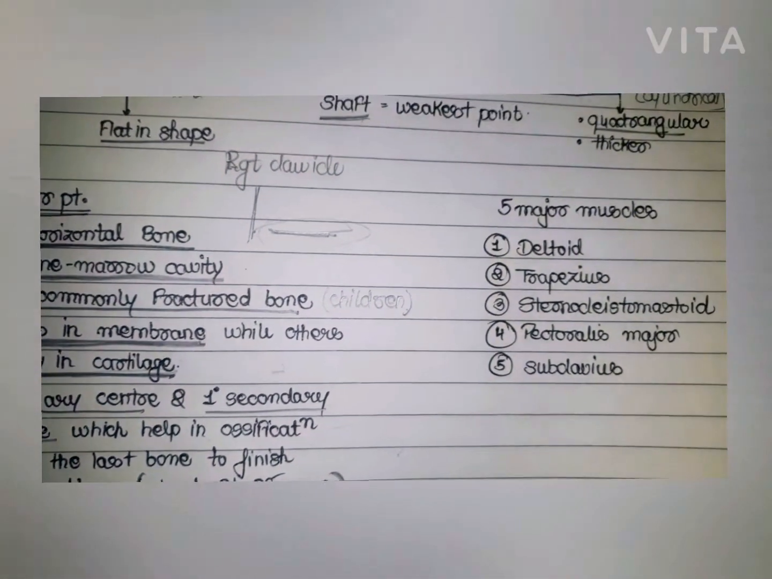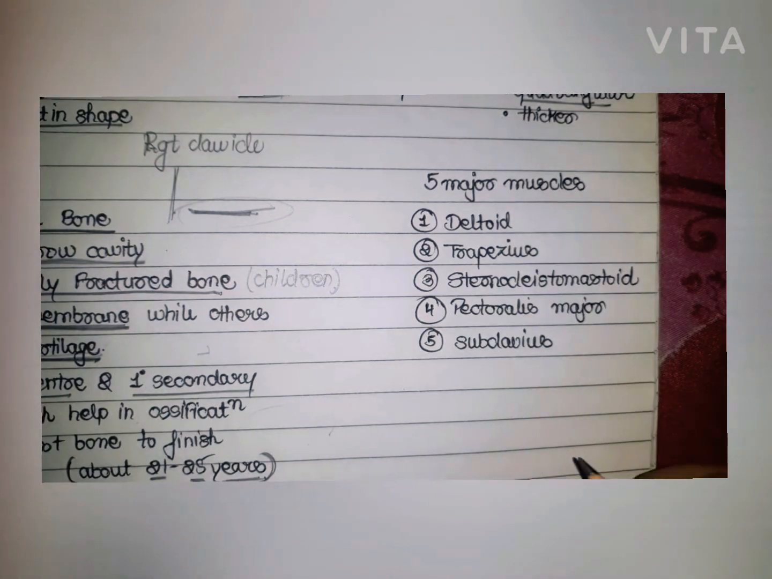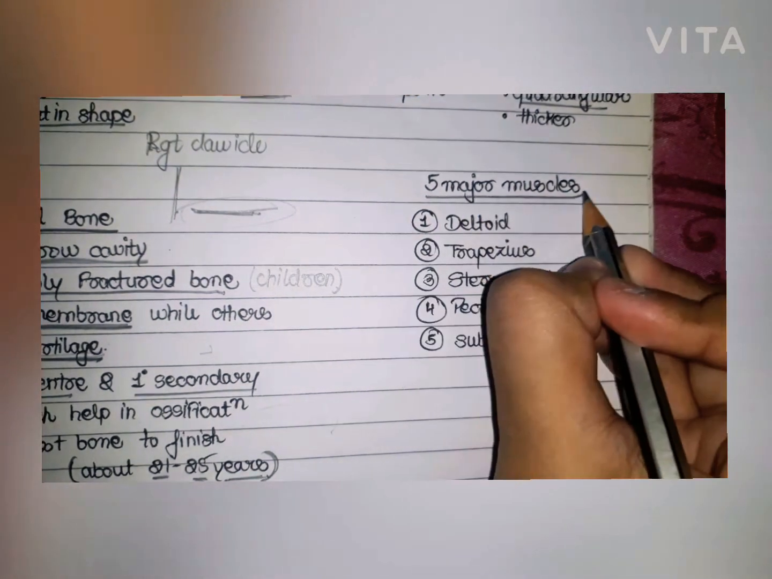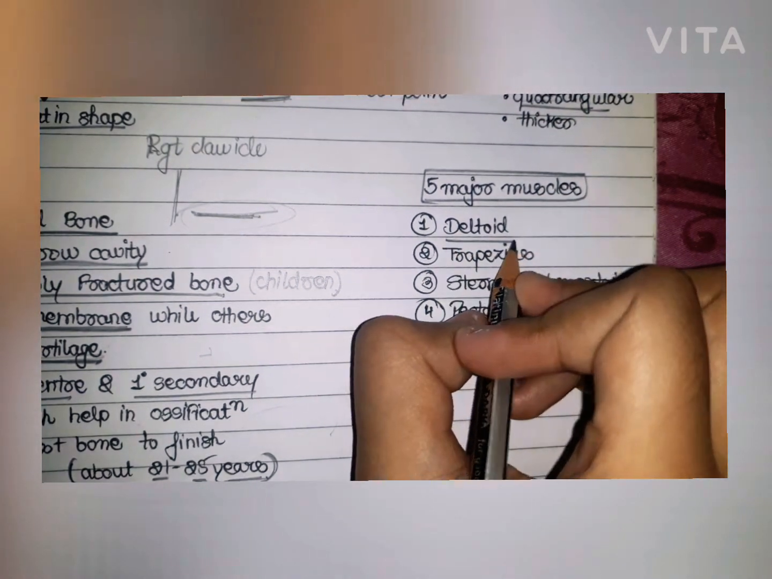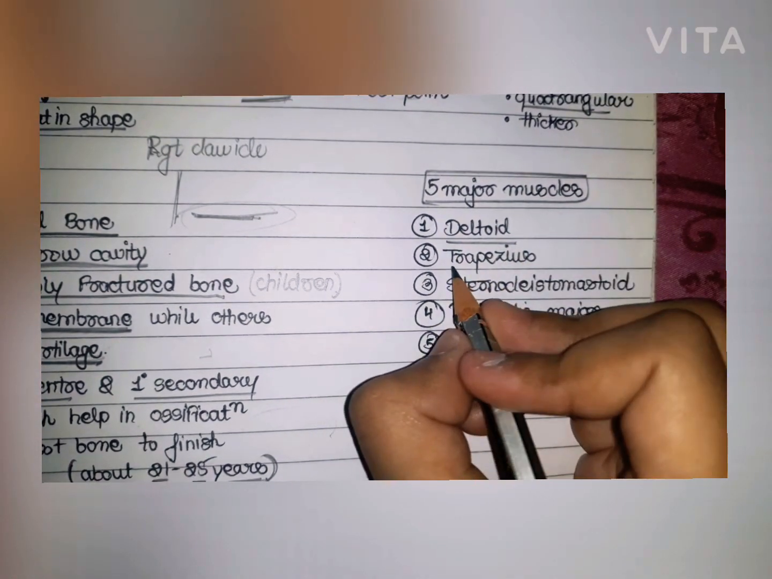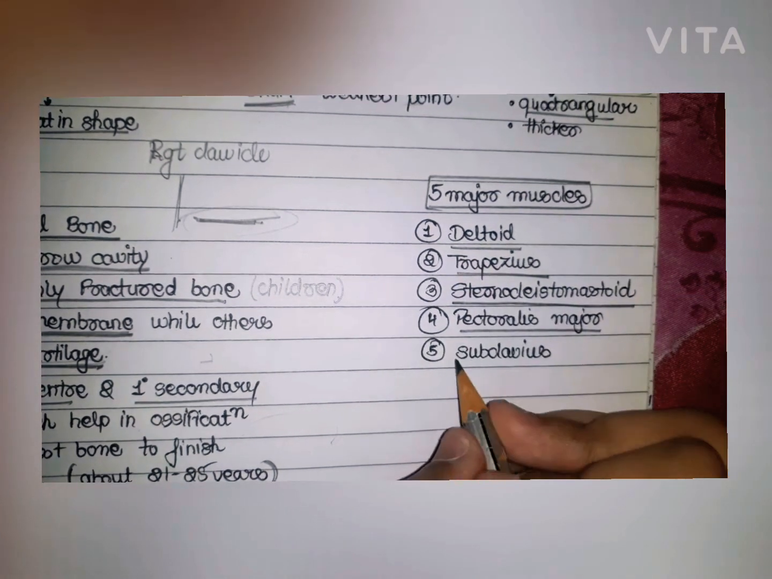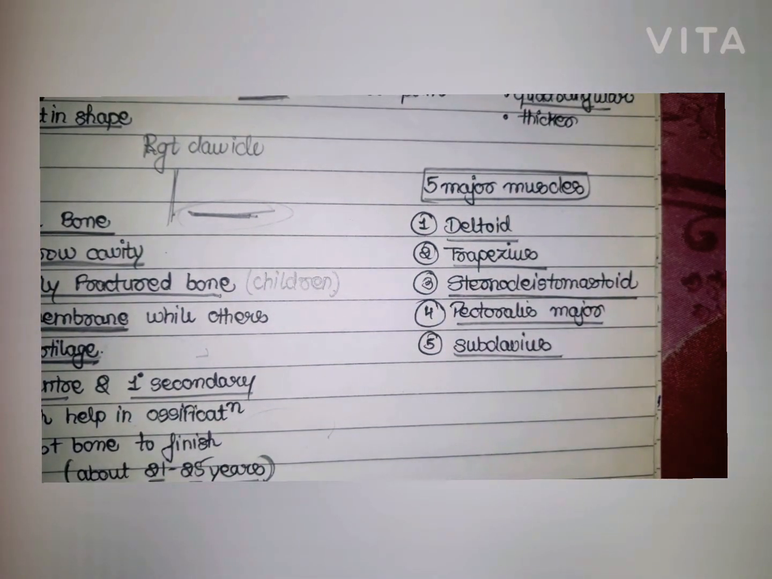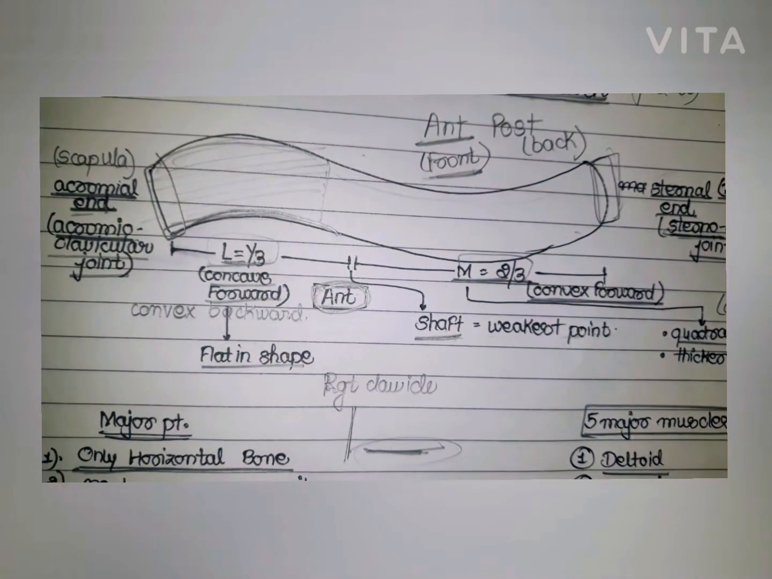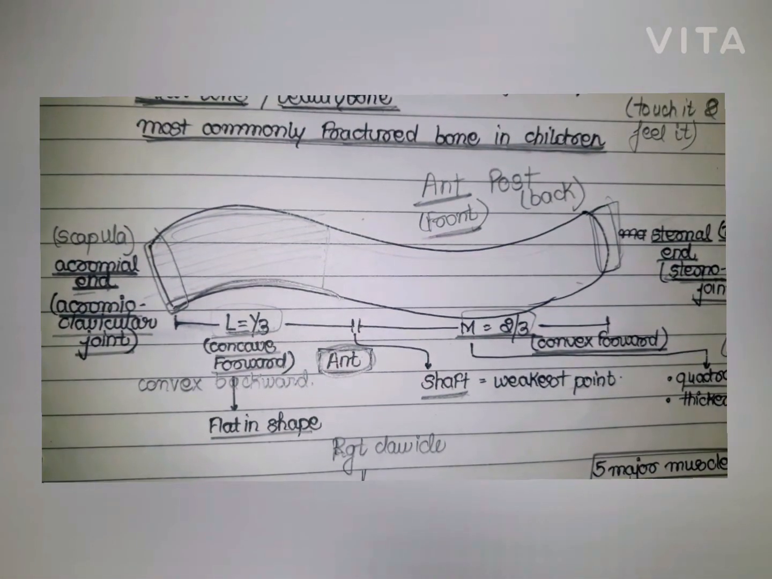Now we will see the muscles associated with this bone. We have 5 major muscles associated with this bone. That is the deltoid muscle, trapezius muscle, sternocleidomastoid muscle, pectoralis major muscle, and subclavius. These are the 5 major muscles which are associated with the clavicle. We have other muscles also which are not really important at this point of time. So we will see where these muscles are present.